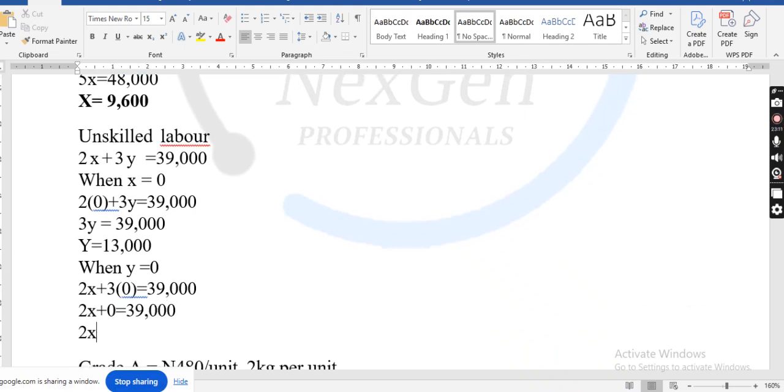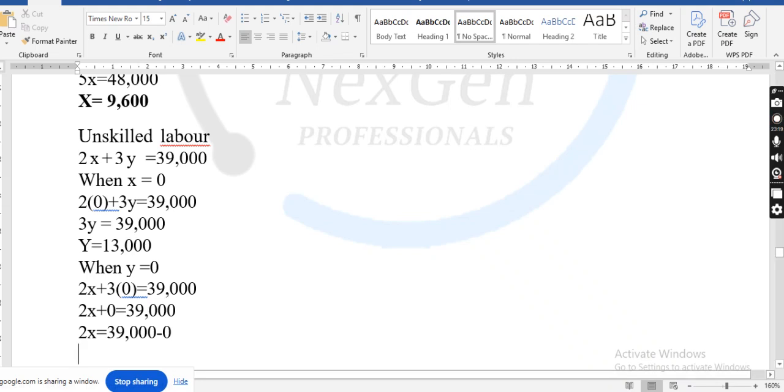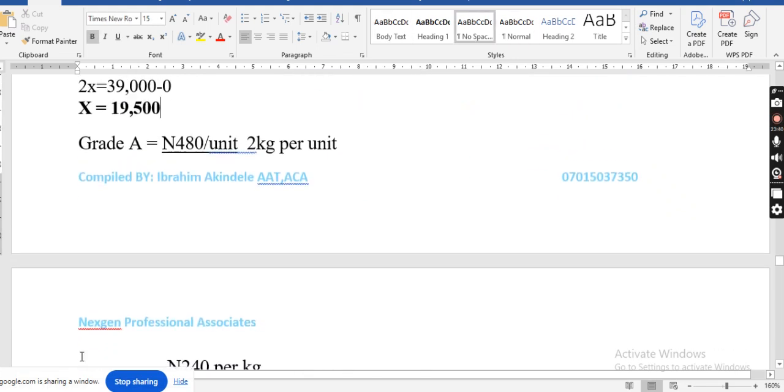Right? 2x is equal to 39,000 minus 0. So 2x, divide it. X is equal to what? Quickly, divide it by 39. What do we have? What is our x? 19,500. Okay, 19,500. Alright, so we've done that.